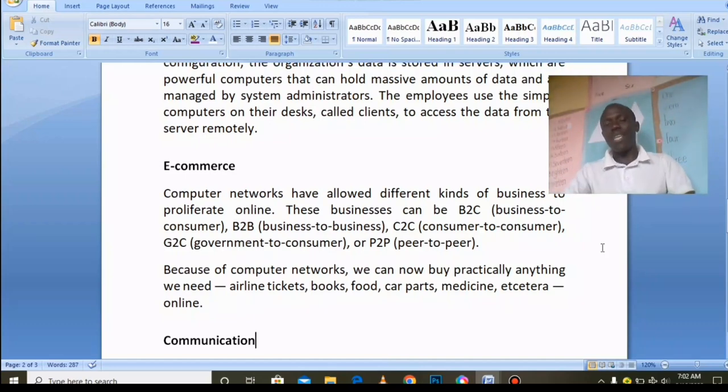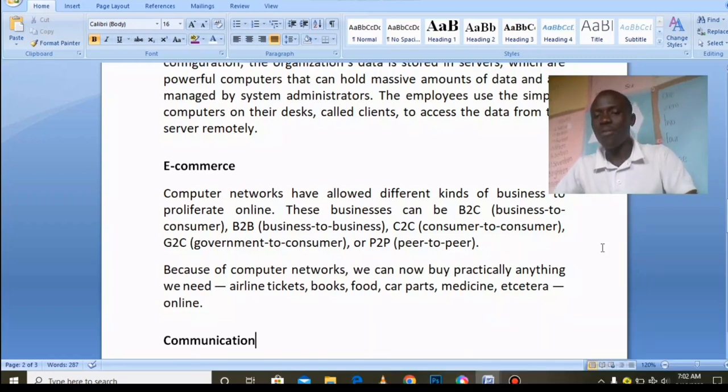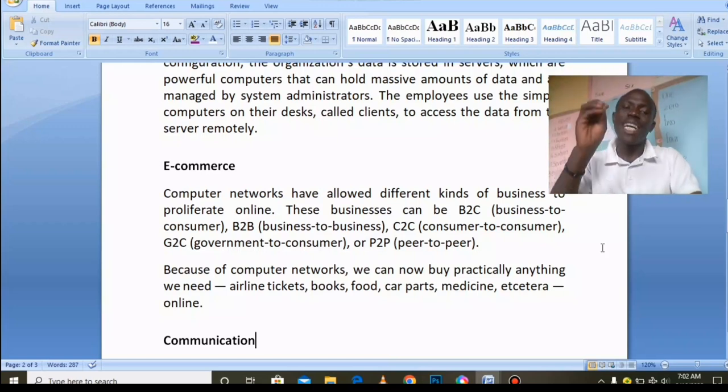Because of computer networks, we can now buy practically anything we need: airline tickets, books, food, car parts, medicine, etc. online. So what do they mean here? They are trying to tell us that due to this technology that has been introduced, things can be accessed online, meaning that you can do transactions, you can buy a product from an online platform, you can buy a ticket, you can book a certain event online. All these can be done online due to computer networking.